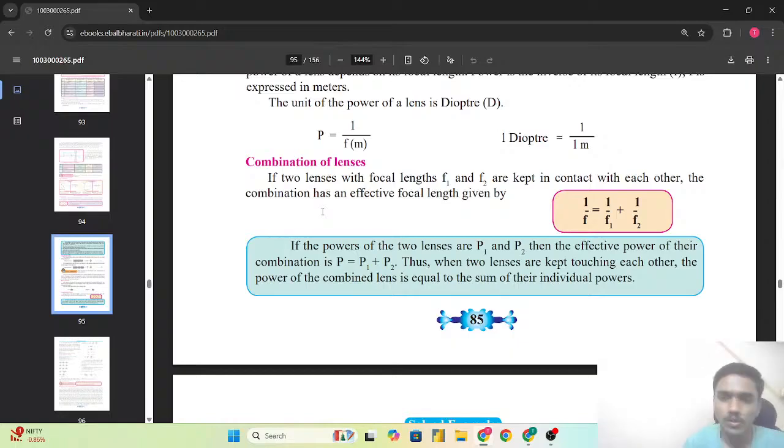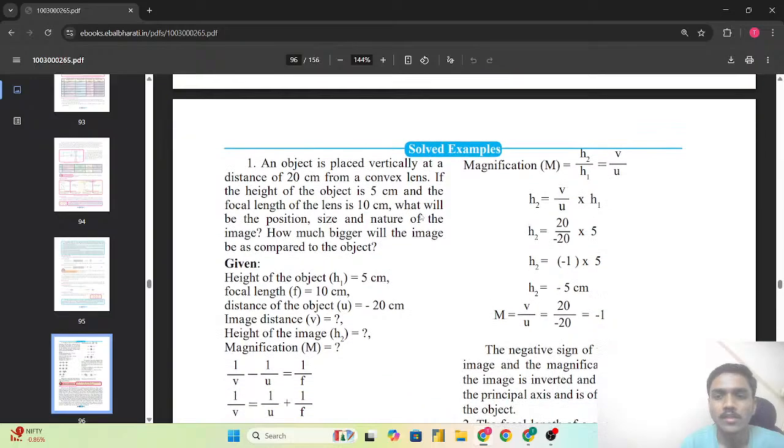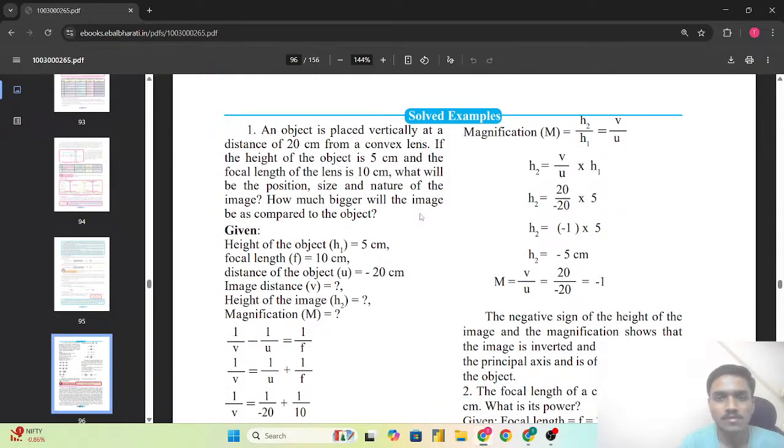It is simple. We can write the power P1 is equal to 1 upon f1 plus P2 is equal to 1 upon f2, as per this formula, that is, power is equal to 1 upon focal length. So when the two lenses are kept touching each other, the power of the combined lens is equal to the sum of their individual powers. Here we have given solved examples.